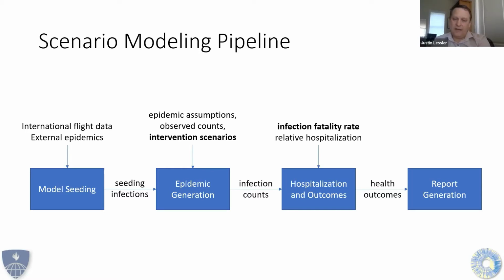And then we take the infection counts from that and we run them through a hospitalizations and outcomes generator, which uses our assumptions about how severe the disease is. We can look at different scenarios for those assumptions, adjusting hospitalization rates and so on by the age distribution of the population and things like that. And then finally, all of that runs into a report generation.